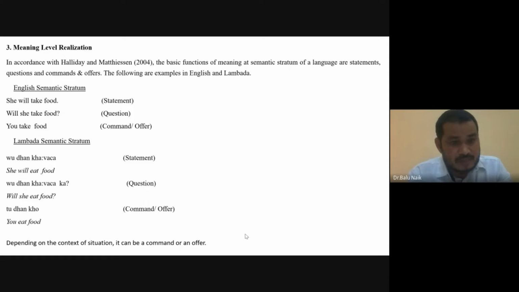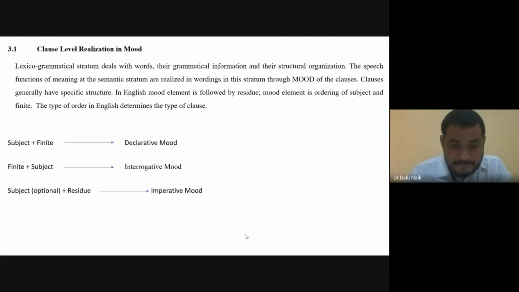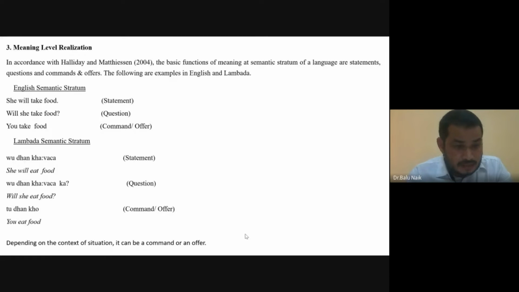When we see the Lambada semantic stratum: वो धान खावचं. Statement. She will eat food. वो धान खावाचा का? Here खा is the suffix, personal suffixation, the interrogative participative question. Will she eat food? तू धान खो: command in Banjara language. Depending on the context of situation, it can be a command or an offer.